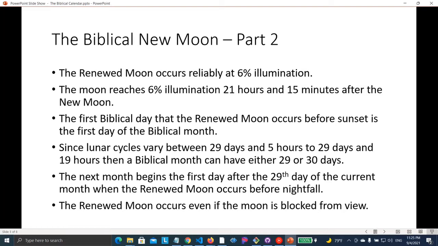Because it can never go more than 30 days, which is important to know, and which we'll discuss why it's so important later. Now, and this is very important to understand, the renewed moon occurs even if the moon is blocked from view. I'll discuss that right now.